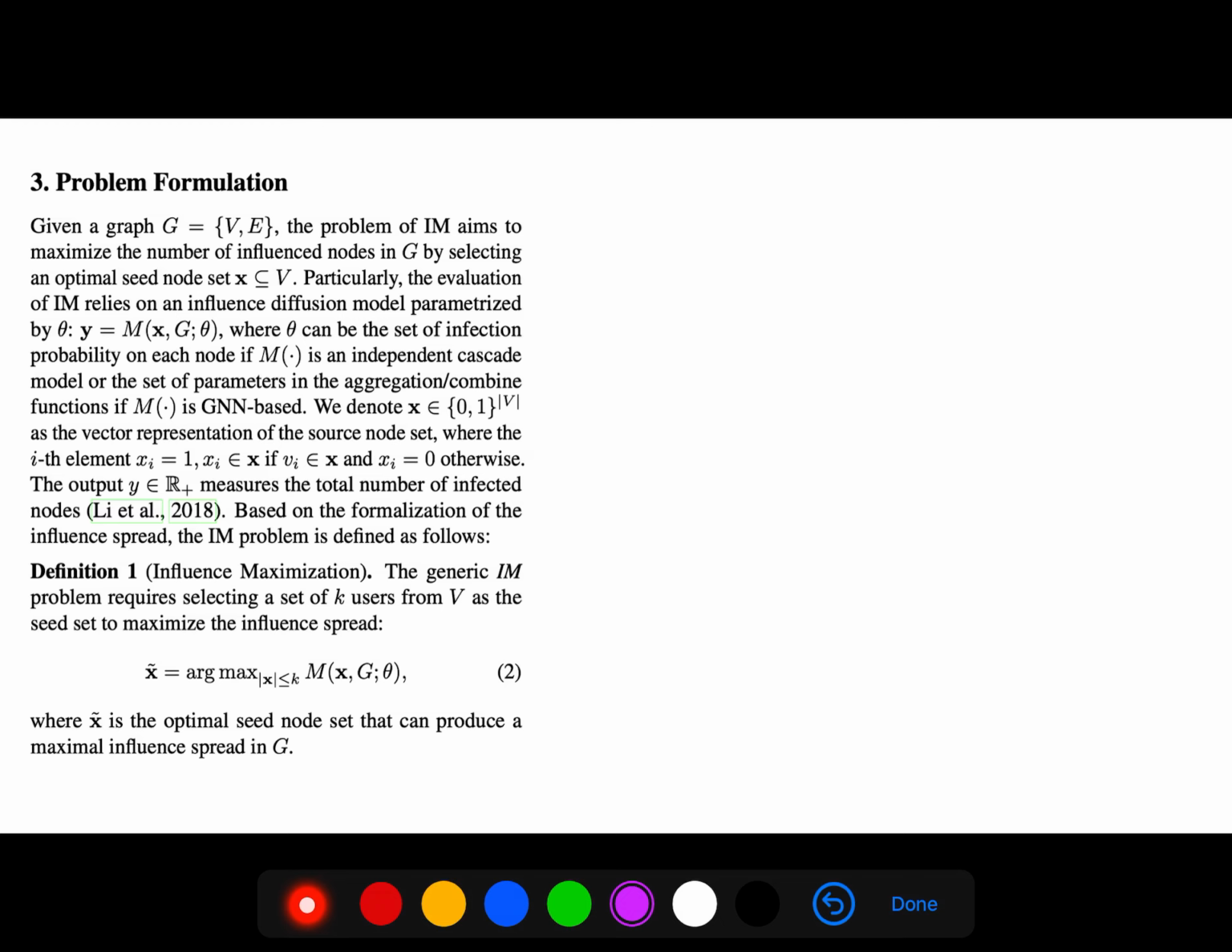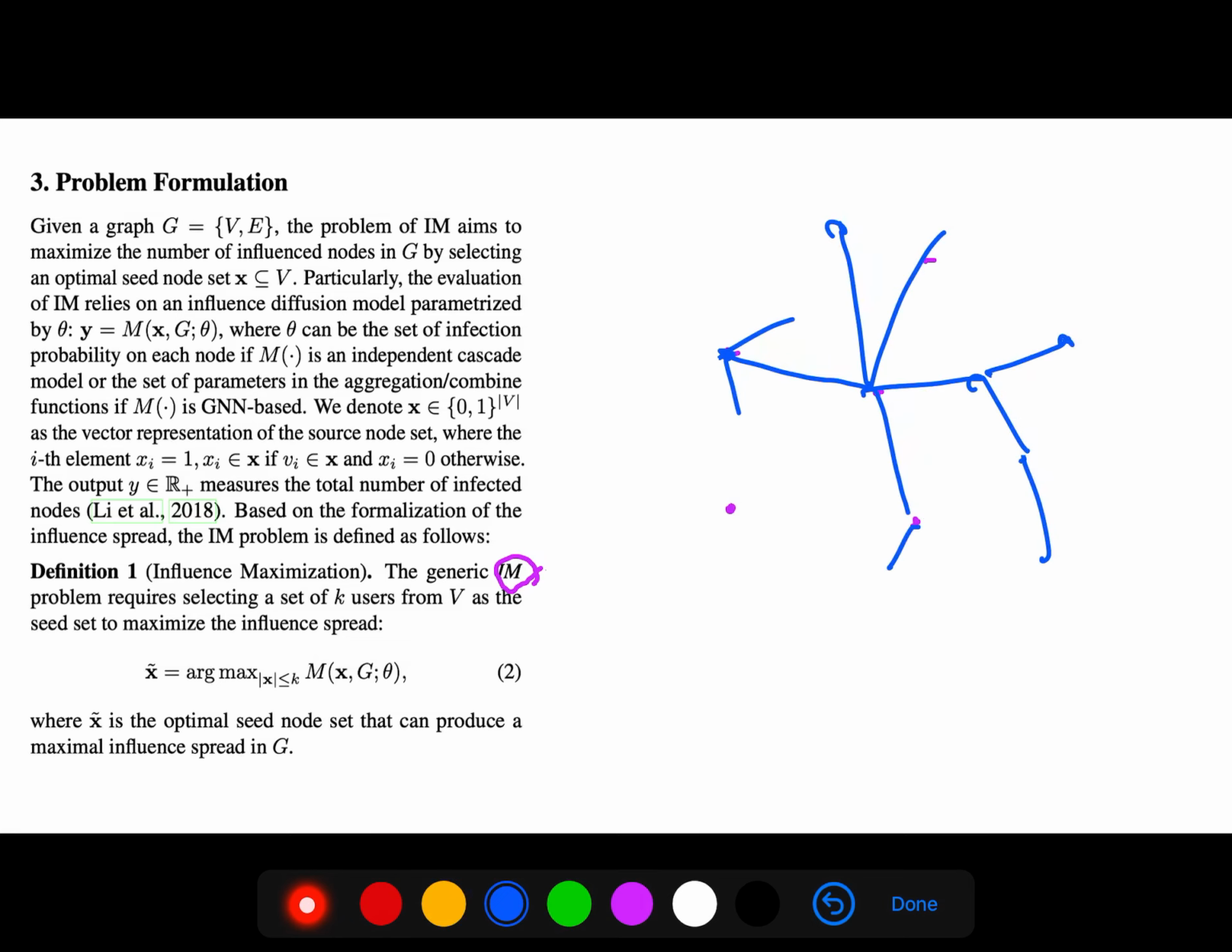So what is the problem? The generic influence maximization problem requires selecting k users from V, from the vertex set, as a seed set. So these are influence nodes. They affect many nodes. So we want to maximize the influence spread, this one.